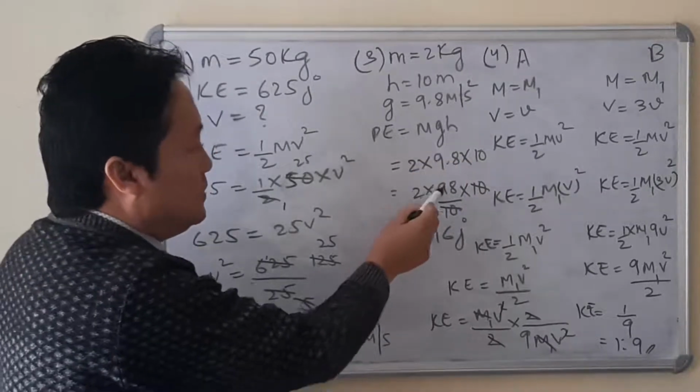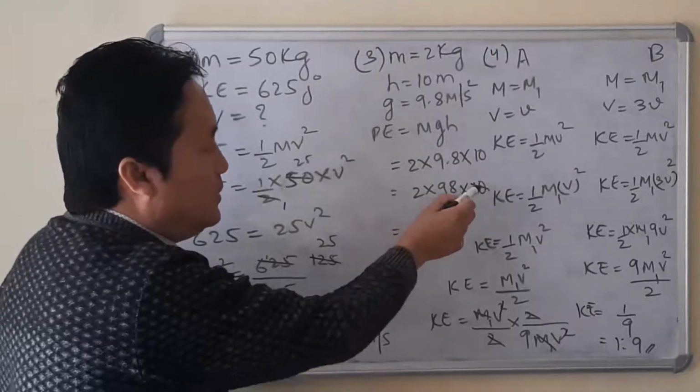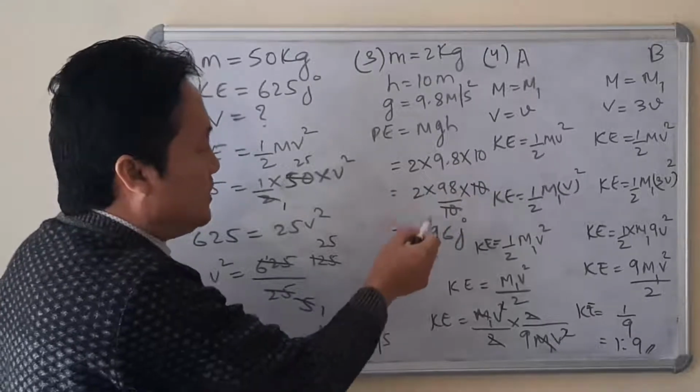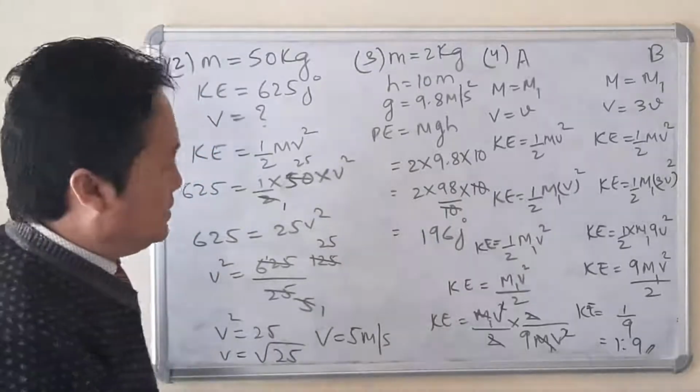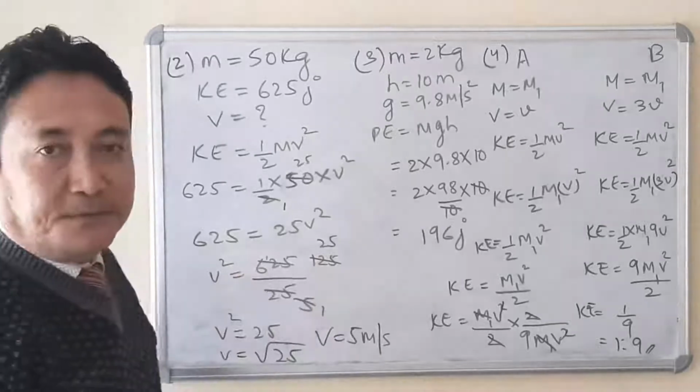10. So 2 into 98 upon 10. Remove the decimal here: 98 upon 10 into 10. 10 cancels here. So 2 into 98 will be 196 joule. So question number 4 is again different.